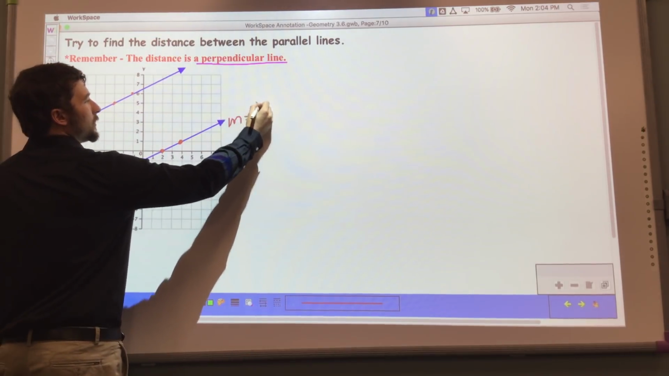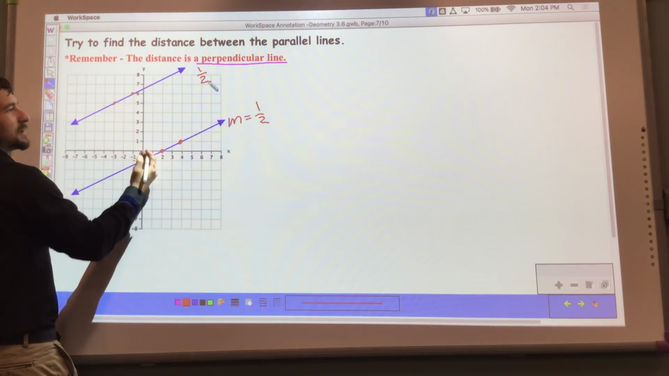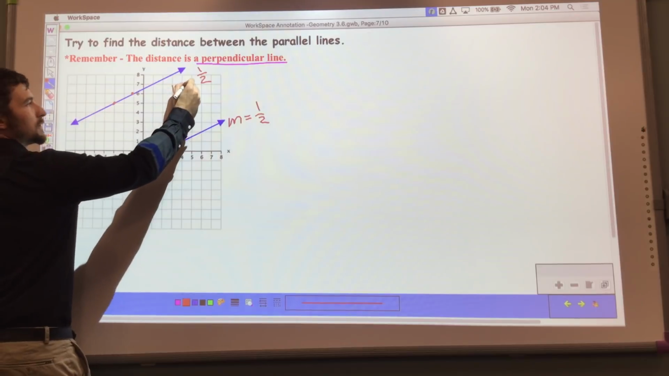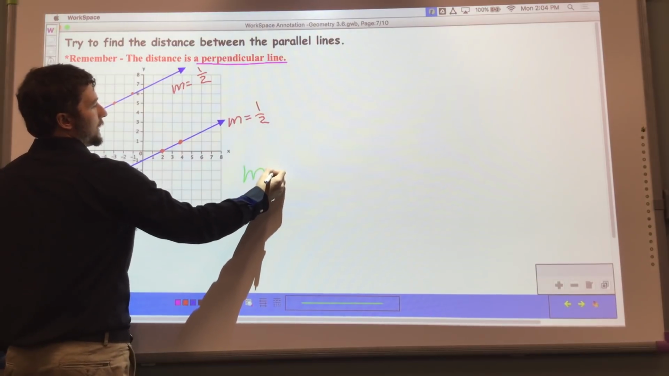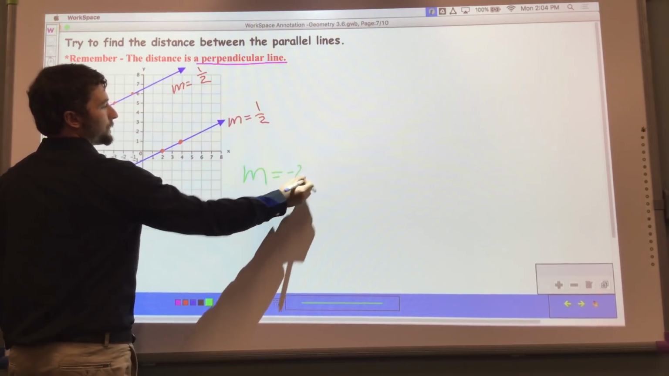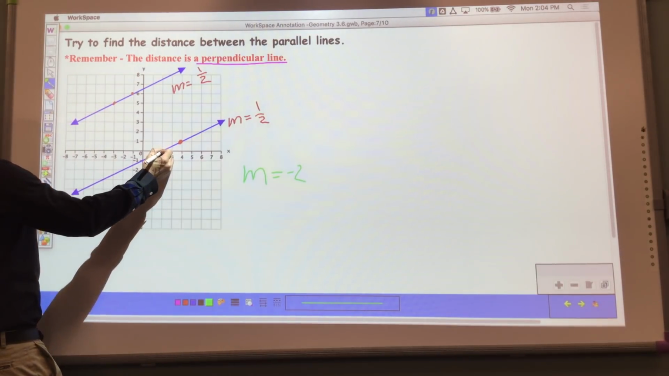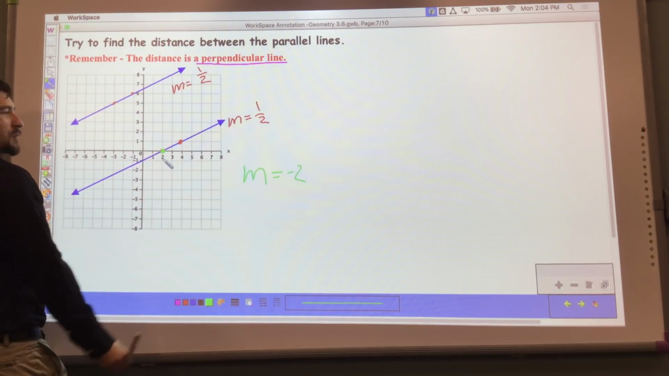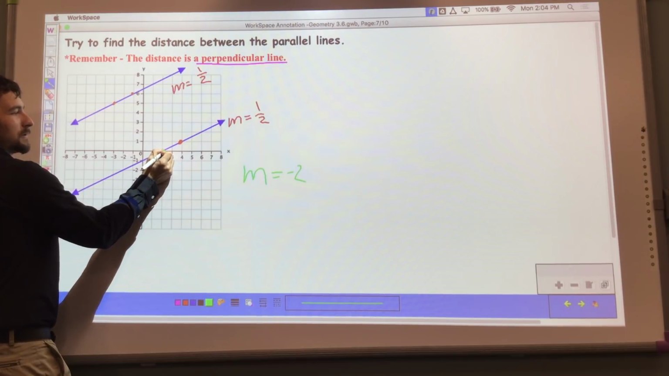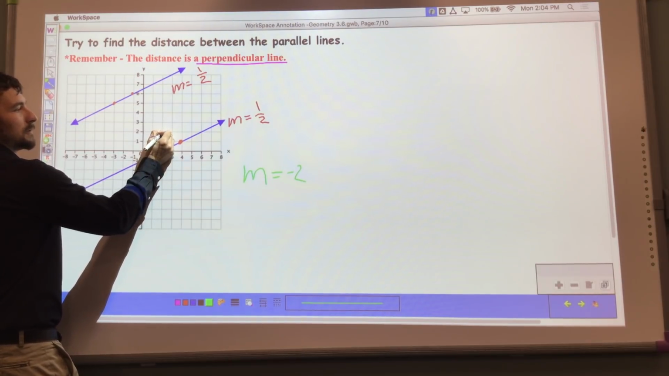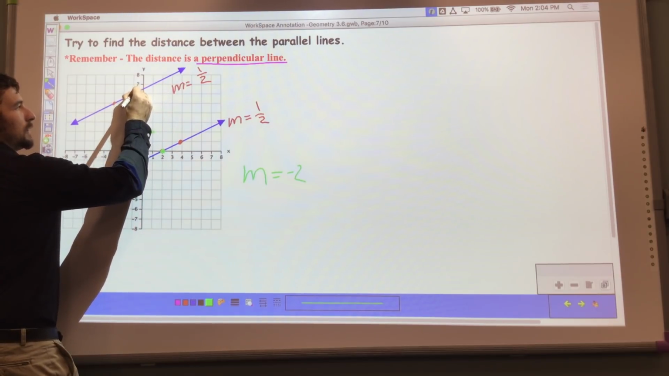So because they have a slope of 1 over 2, when we're finding our distance, we need the opposite reciprocal slope. So our slope needs to be -2. So what's going to happen is you're going to pick a point, say this one. Now to find our distance, we got to use that slope of -2. So to the left, up 2 over 1, up 2 over 1, up 2 over 1.